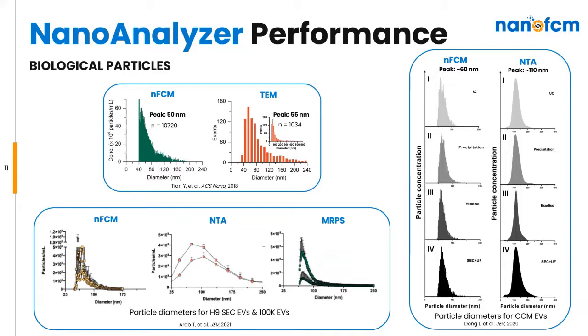In the bottom left panel, you can see that the Nanoanalyzer and RPS systems return very similar profiles with a peak around 60 nanometers. However, NTA shows a much broader size distribution and higher peak. This broader size distribution and large peak with NTA measurements is also evident in the last example, which shows particle size distributions of EV preps separated by different methods. In comparison to NTA, the Nanoanalyzer had a much smaller size range of 40 to 150 nanometers in this example, and peaks of about 60 nanometers versus 110.